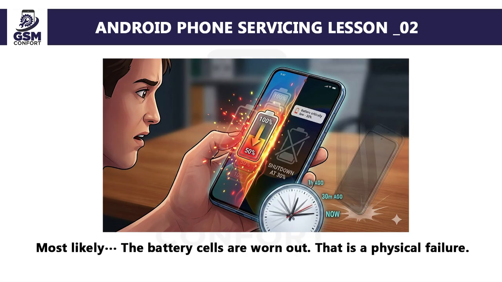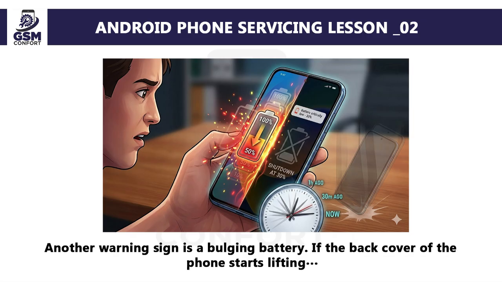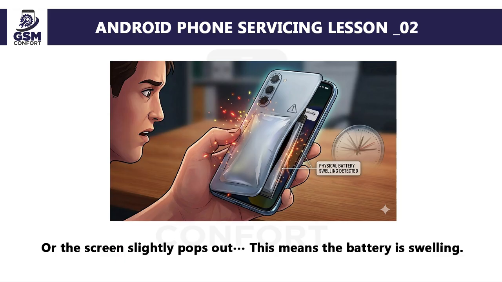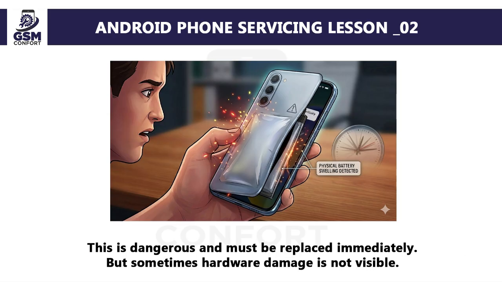Most likely, the battery cells are worn out. That is a physical failure. Another warning sign is a bulging battery. If the back cover of the phone starts lifting, or the screen slightly pops out, this means the battery is swelling. This is dangerous and must be replaced immediately.